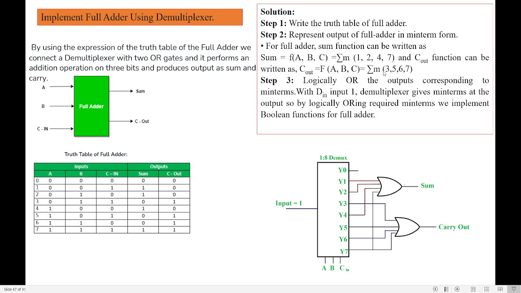Now what are the minterms for carry? 3, 5, 6, 7. Take 3 line, 5 line, 6 line and 7 line. You OR it, you get your carry. This is how we implement it instead of using full adder.